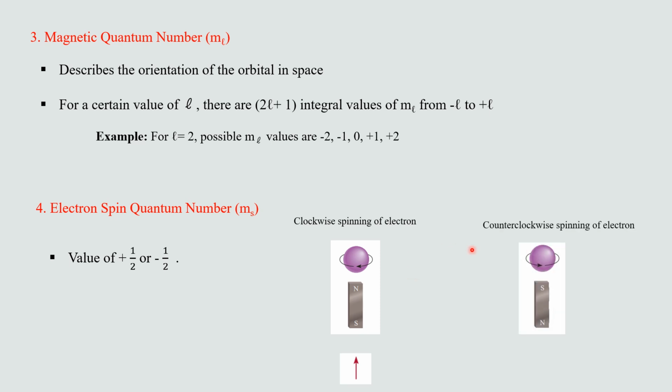The other electron is counterclockwise spinning. We indicate it as the down arrow. So when we are drawing two paired electrons in one orbital, one electron should be spin up, the other electron should be spin down. So these are the four quantum numbers. Now let's go and find out some possible examples.